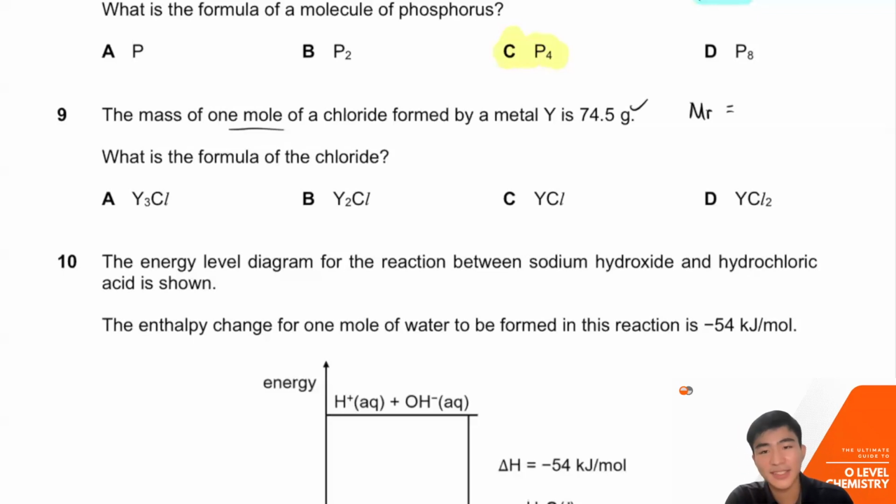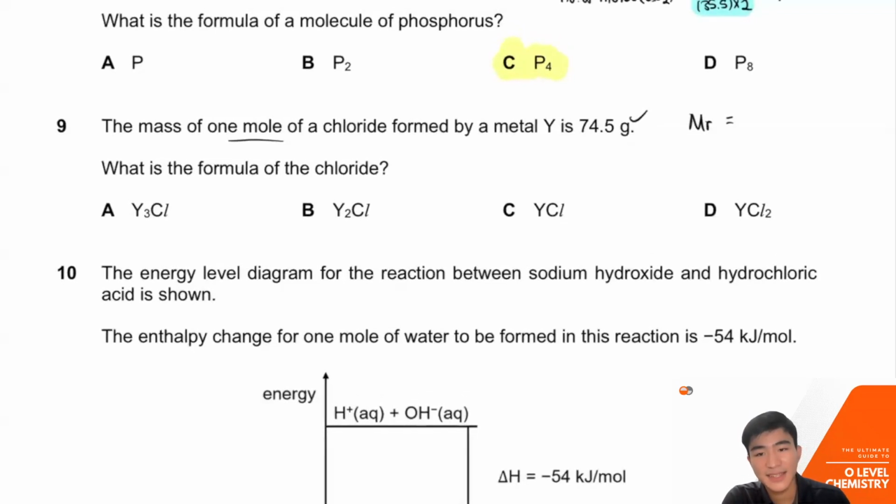Remember your mole triangle. Okay, good. Mass, by mole. So in this case, very good. So mass is 74.5 divided by 1. So the Mr is 74.5.